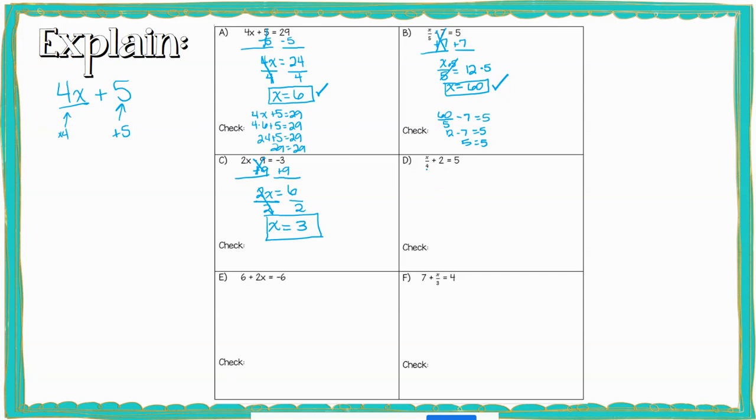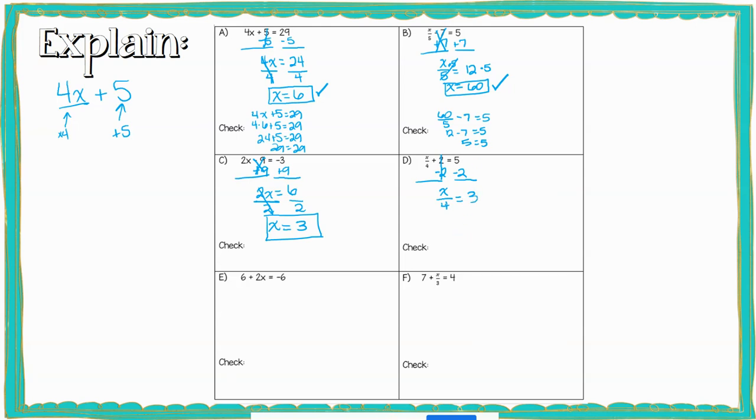D says x over 4 plus 2 equals 5. I know I want to get rid of my adding or subtracting first, so I need to get rid of this plus 2. I'm going to use the inverse of adding 2. So the inverse of adding 2 is subtracting 2, and I'm going to subtract 2 from both sides. 2 minus 2 cancels to leave us with x over 4. 5 minus 2 is 3.